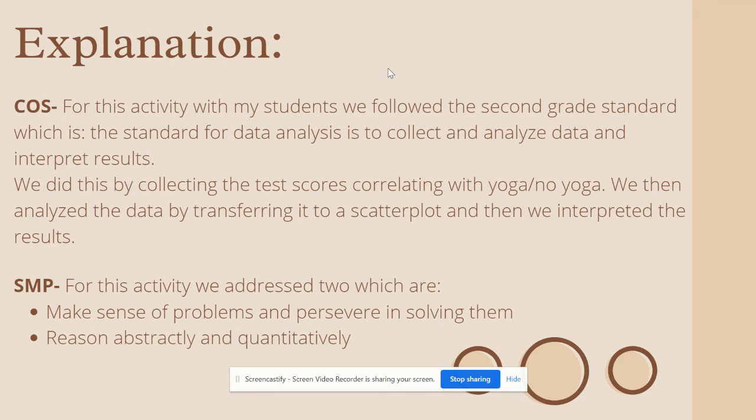So just a little bit of an explanation. For the course of study in this activity with my students, we follow the second grade standard, which is the standard for data analysis: to collect and analyze data and interpret results. We did this by collecting the test scores correlating with yoga or no yoga, and we then analyzed the data by transferring it to a scatter plot, and then we interpreted the results. And we interpreted the results by coming to the conclusion that yoga does help students perform better in school.